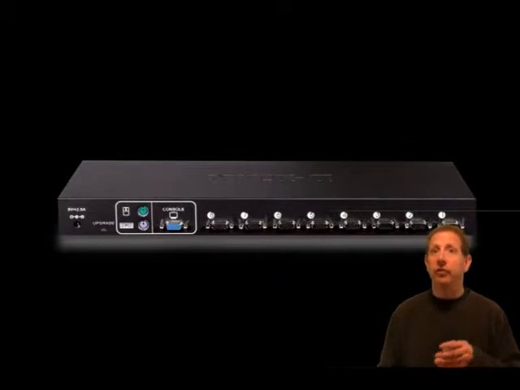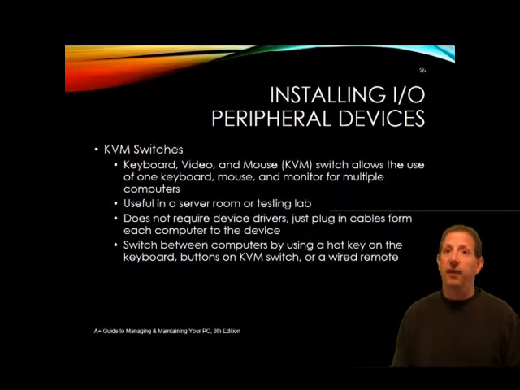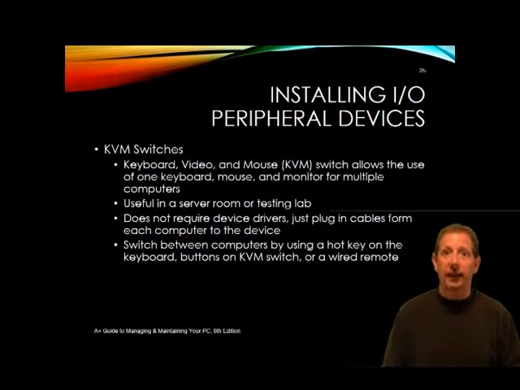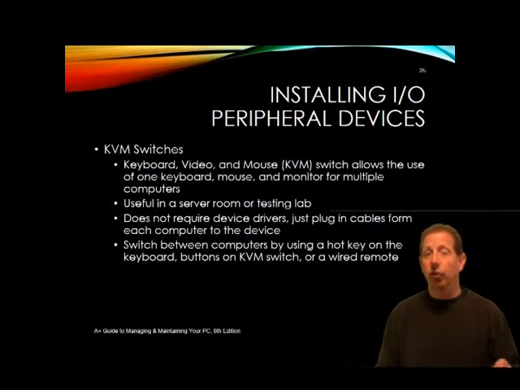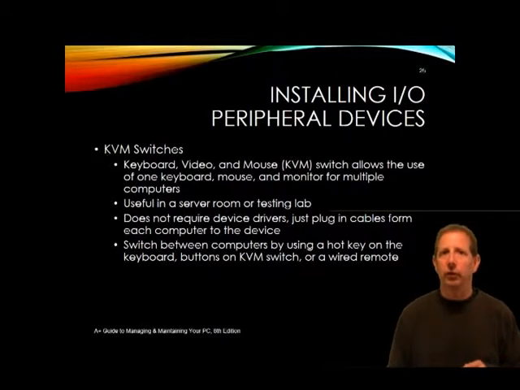A KVM switch does not require that you install device drivers to use it. Just plug in the cables from each computer to the device, and then you plug in one monitor, one mouse, one keyboard, and then possibly a microphone and speakers if your KVM supports it. Then to switch between the computers, you use either a hotkey on the keyboard, buttons on top of the KVM switch, or a wired remote, or on the older style that I have, you just push the button on the switch to decide which one you want to be operating.